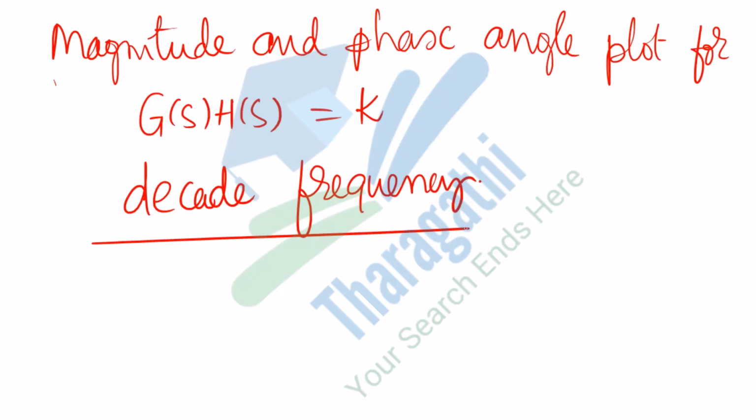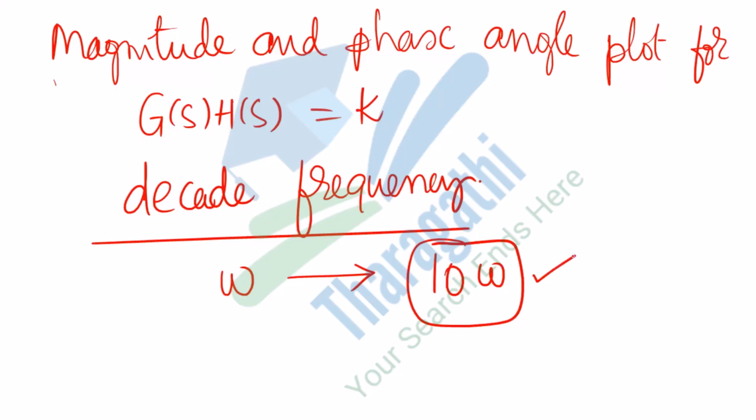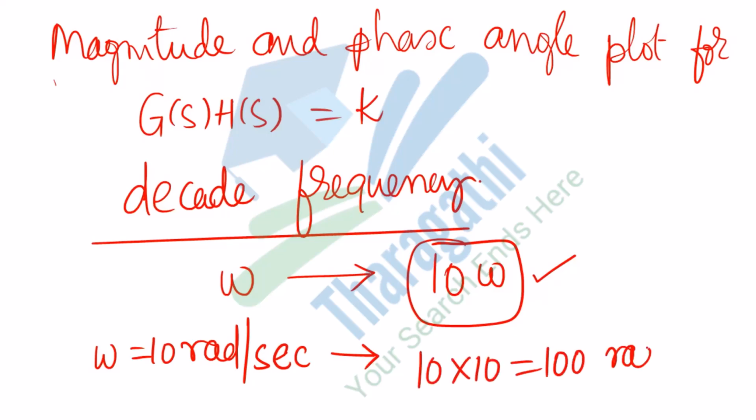So we have a frequency omega, right? If you multiply this omega with 10, you will get 10 omega. So this 10 omega is known as the decade frequency. You need to remember this: the decade frequency of a given frequency is obtained by multiplying the given frequency with 10. For example, omega is equal to 10 radians per second. So what is its decade frequency? 10 into 10, that is equal to 100 radians per second.